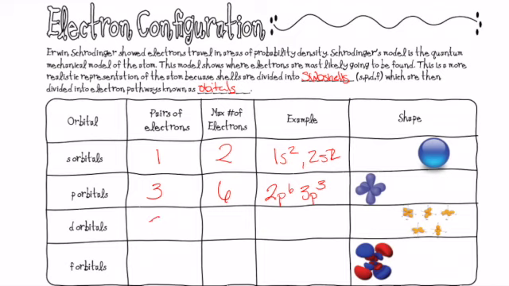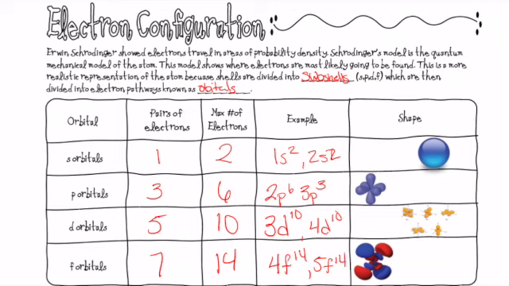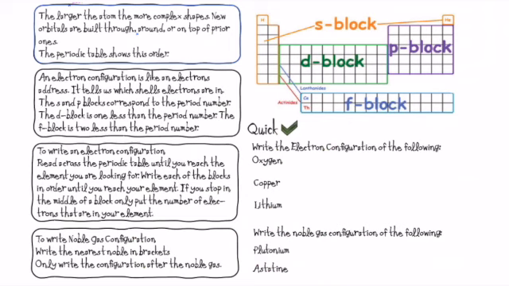D orbitals hold 5 pairs of electrons for a total of 10. Those would be written as 3d10 or 4d10. And F orbitals can hold 7 pairs for a total of 14 electrons. And this would be 4f14 or 5f14. These are very complex shapes. The larger the atom, the more complex the shapes. New orbitals are built through, around, and on top of prior ones. The periodic table shows this order.